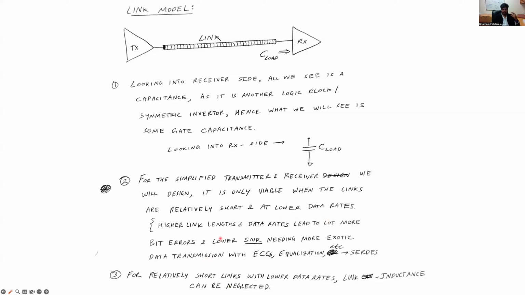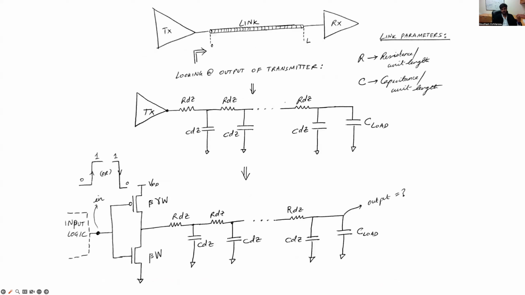If, however, the links are long or have higher data rates, then it leads to more bit errors and lower signal to noise ratio. And we need more exotic data transmission methods with the use of error correction codes, equalization, etc., which goes into the realm of SerDes, which is outside the scope of this simple inverter-based transceiver design. And as I mentioned earlier, for relatively short links with low data rates, we can completely ignore the link inductance because it is negligible, and therefore we can treat this entire link using an RC model.